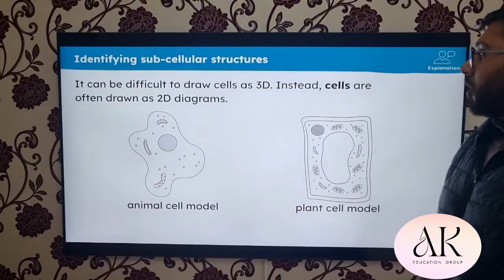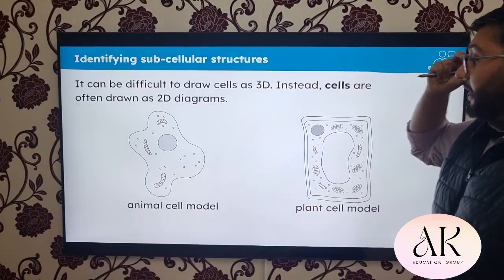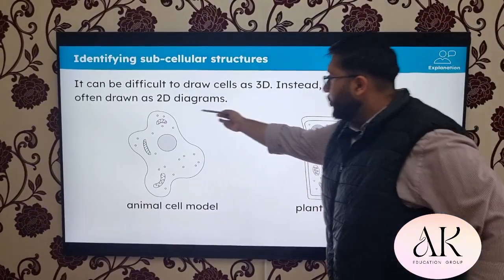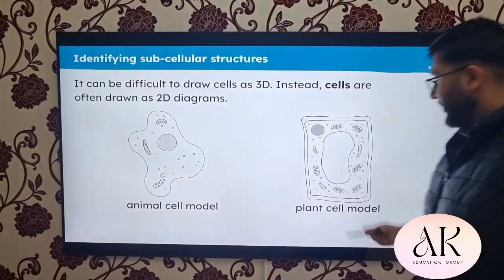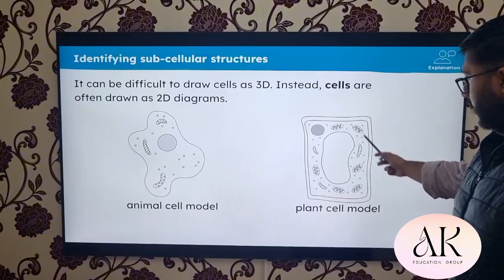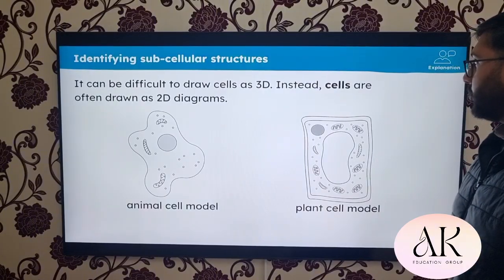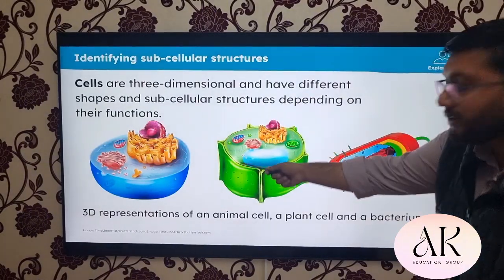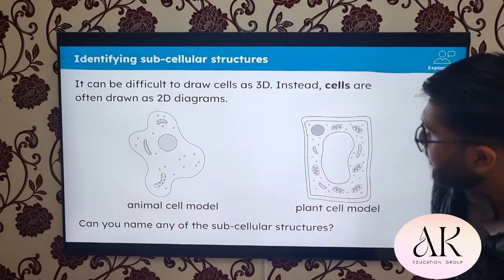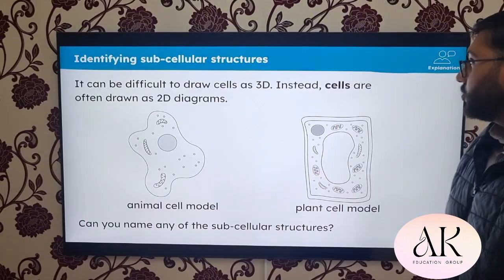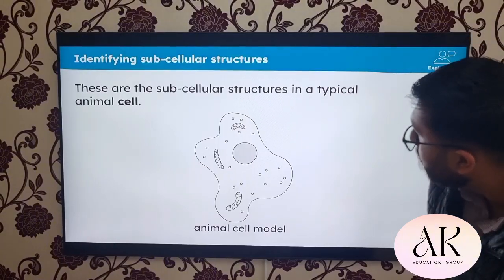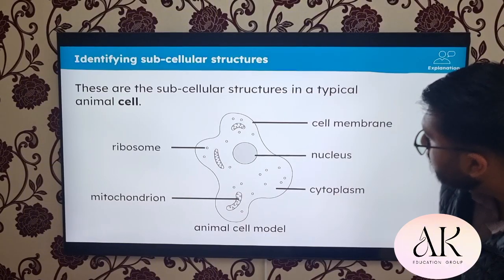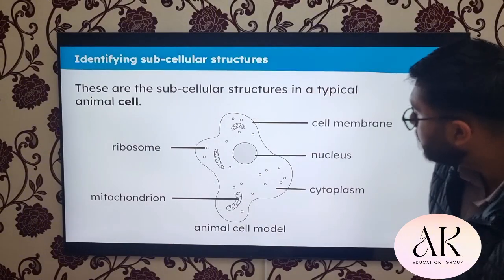So, typically within your exam, they could ask you to draw an animal cell model in a 2D format. So that's how you would draw it. And then you've got your plant cell model here within 2D diagrams as well. So if I just go back to the previous slide, here we had a look at 3D representations, and on this slide we're having a look at 2D diagrams, okay? So let's have a look at the animal cell and the different structures between it.